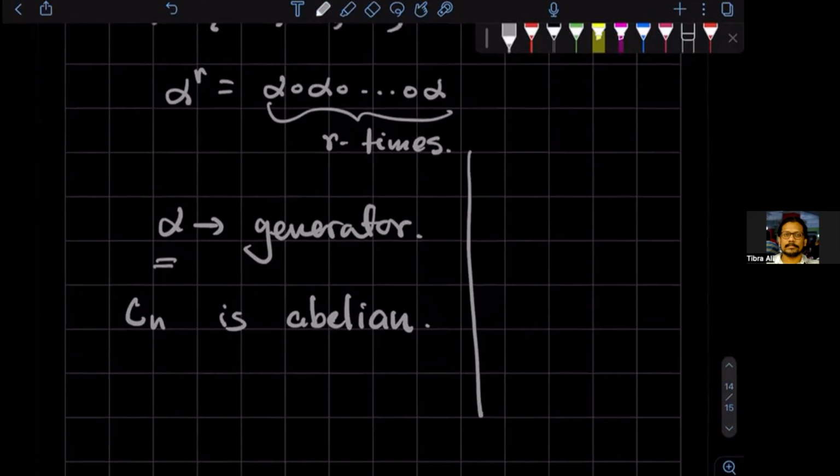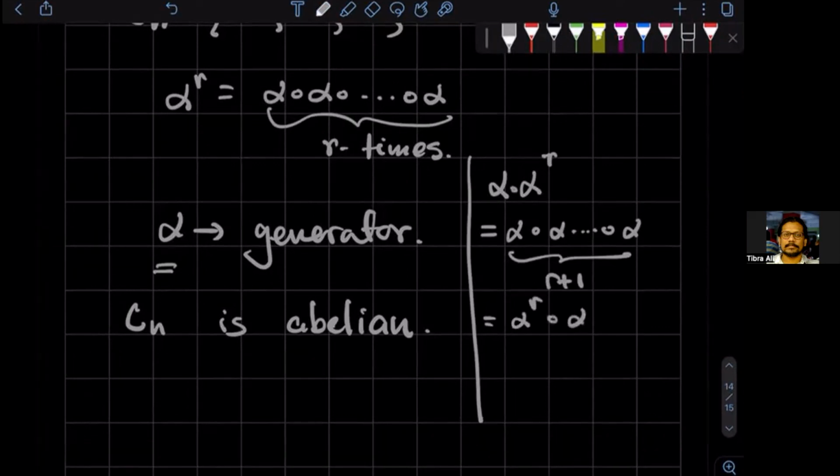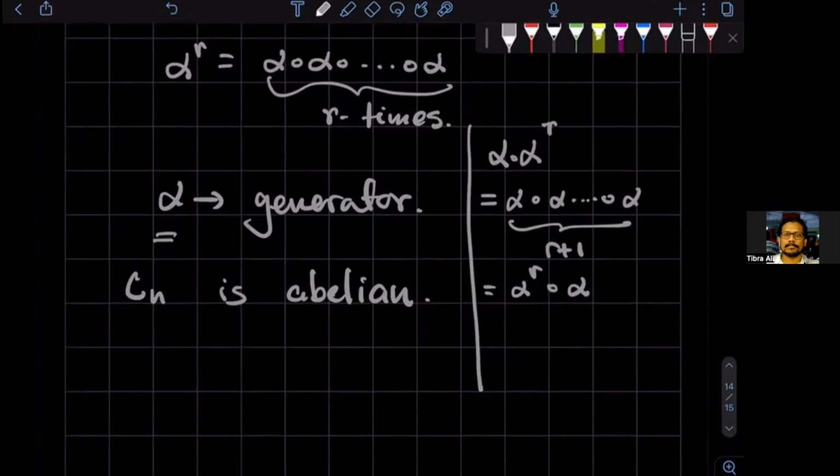So if this is abelian, the way I would look at it is if I have alpha and alpha to the power r, I would just write it as alpha, dot dot dot, alpha, with r plus 1 elements here, and this is alpha to the power r times alpha. That's what I would do. We don't have an operation of adding or subtracting group elements. Very good, thank you.